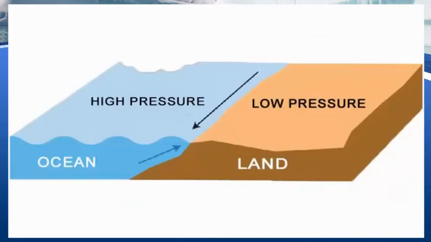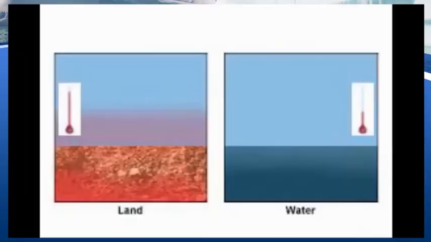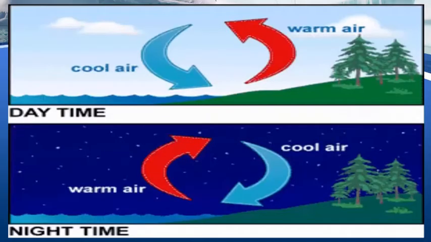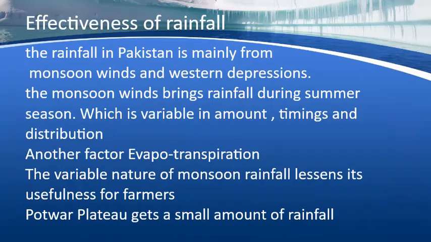Usually, the ocean surface has high pressure and the land surface has low pressure. And when the cool air over the water moves from high pressure to low pressure area, that is towards land, since land gets heated faster than water, therefore the air over there moves upwards. And we learnt that during low pressure the air moves up, hence condensation and precipitation takes place.